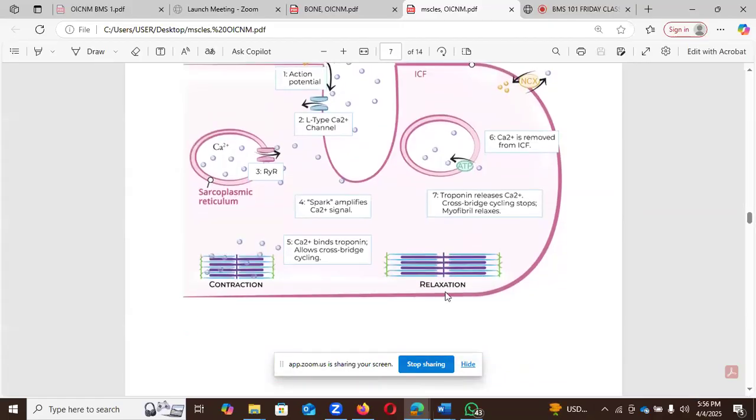So this is relaxation, contraction. In contraction you can see that there is relaxation. You can see that there is a big space here. This middle line is called the M line. There is no space in the M line here, and that's why it is the M line. You can see it is relaxation.